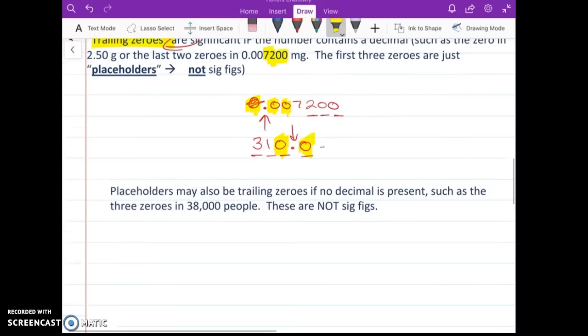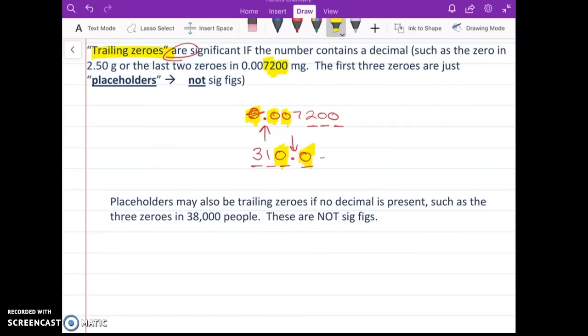So trailing zeros are significant when there's a decimal in the number. So you have 2 skills you have to learn there. Learn what is a trailing zero, and then also remember that they're significant if the number contains a decimal.